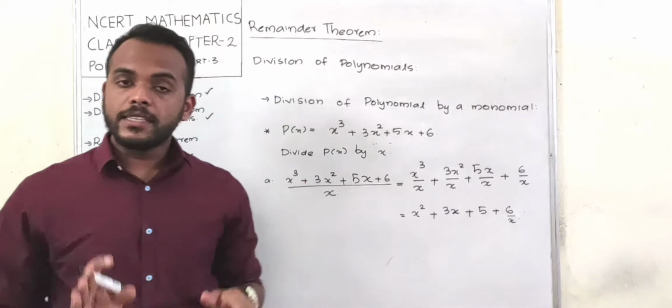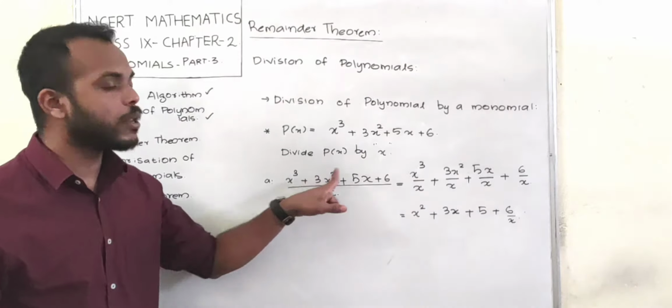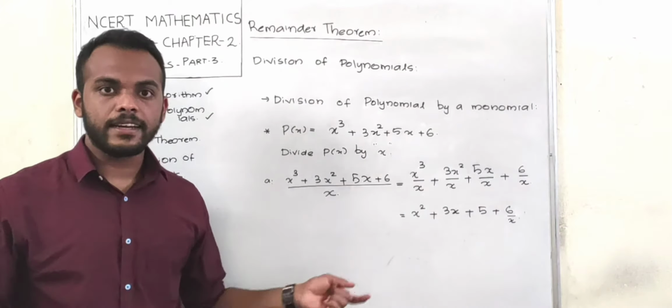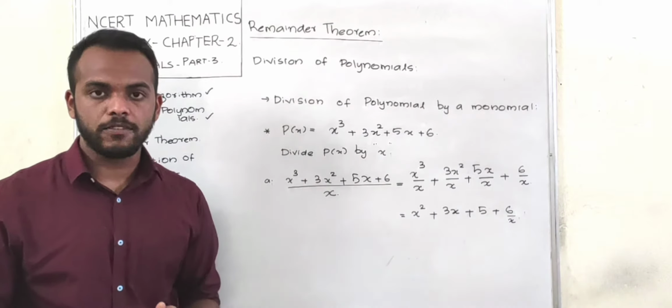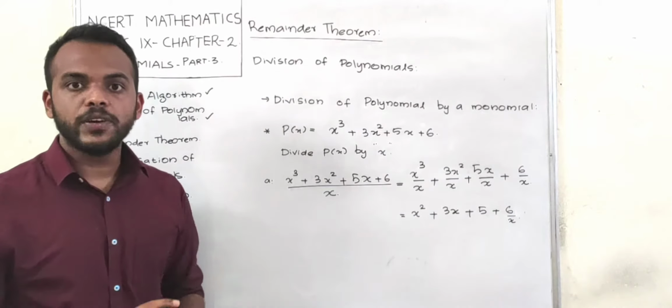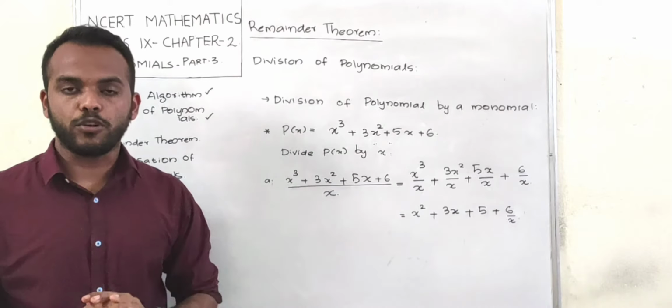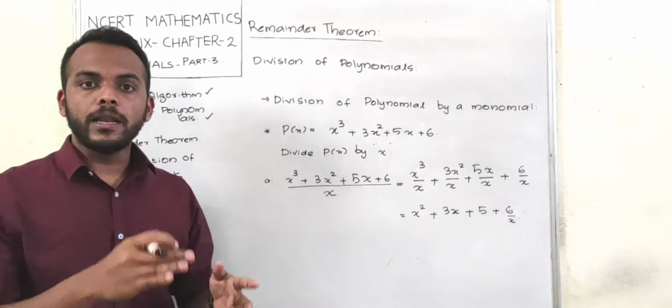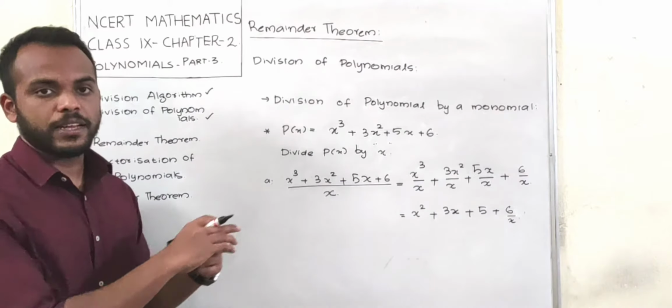No worries, we were just asked to divide this particular polynomial by a monomial. So there is no necessity that the answer should be a polynomial itself. So this is the concept that you should learn when you are asked to divide a polynomial by a monomial. I hope you understood. Now let's see how to divide a polynomial by another polynomial. We'll see to that.